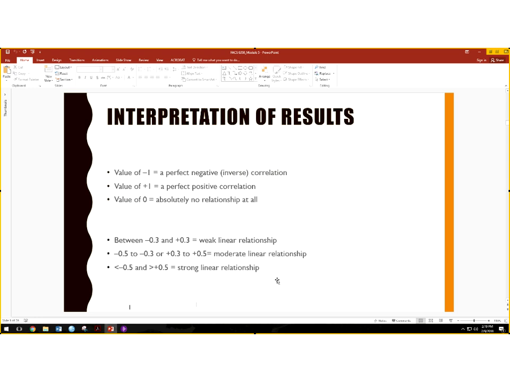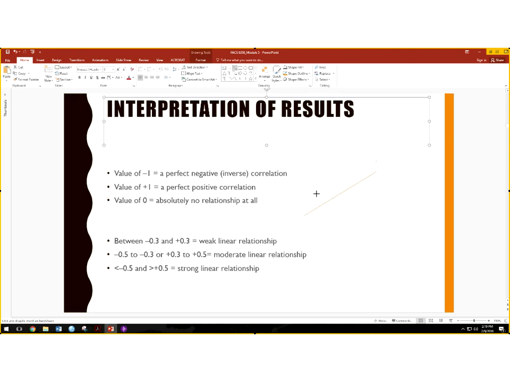So with your results, when you get your R value, a value of -1 is a perfect negative inverse correlation. So if I'm talking about an inverse correlation, that's going to be as one thing goes up, another one comes down. So that's inverse. If I'm talking about a positive correlation, that means as one goes up, the other goes up. If I get a 0, that means they are completely unrelated. And so the range is a -1 to a +1, and I can have any value in between -1 and +1.